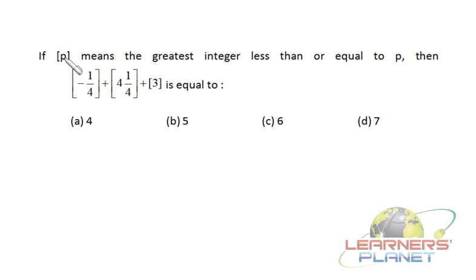Now in this problem, if this square bracket [p] means the greatest integer less than or equal to p, then we have to find out the value of this expression. Let's begin. Minus 1/4, that is minus 0.25. So what is the integer that is greater than this? I'm sorry, less than this, it will be minus 1. So [minus 1/4] will be minus 1. Similarly, it's 4.25. So the greatest integer less than this will be 4 only. Then, since the bracket of 3 is an integer only, we'll just take 3 only. So it's 4 plus 3, 7, minus 1, 6. Okay.